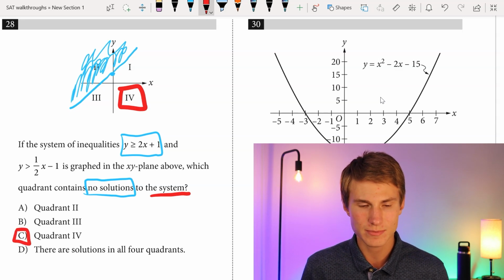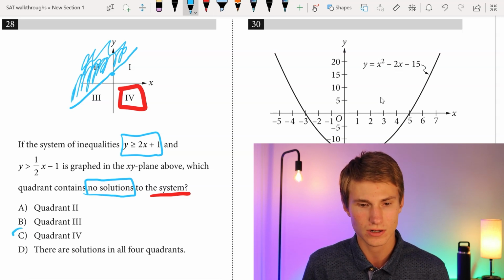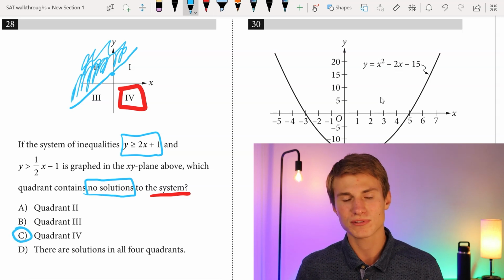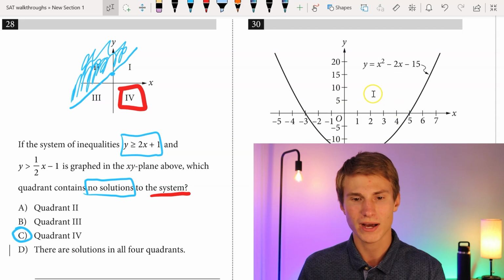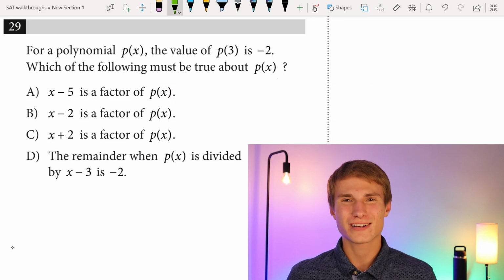So the answer there has to be answer choice C, okay? And I'll mark that in blue so you know that I'm not referring to it as a wrong answer, but the correct answer, okay? We will never have a solution in quadrant 4 because y is greater than or equal to 2x plus 1. All right, moving on to question 29.